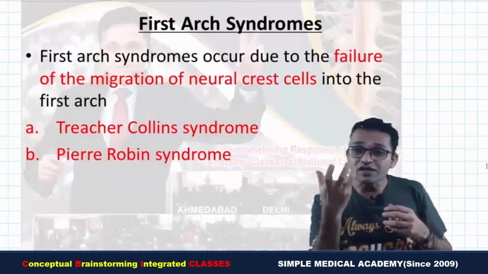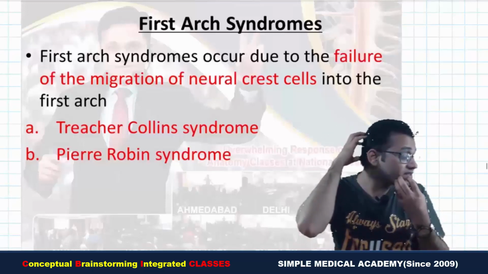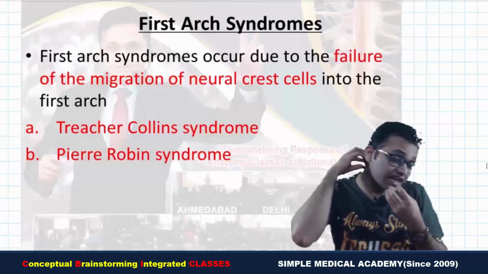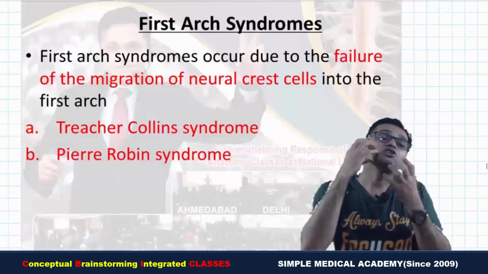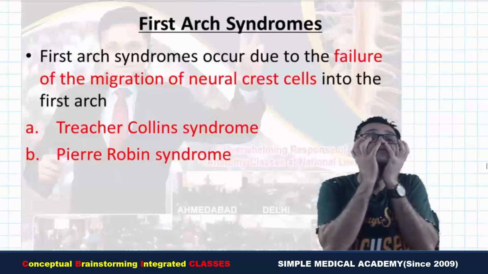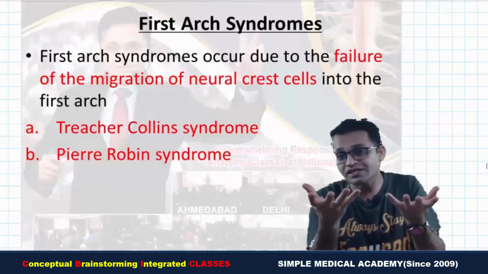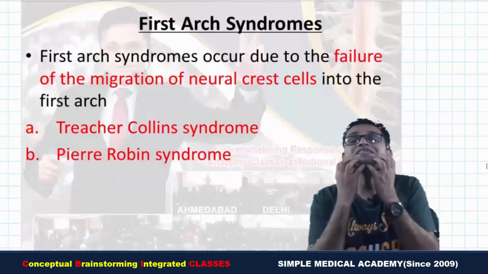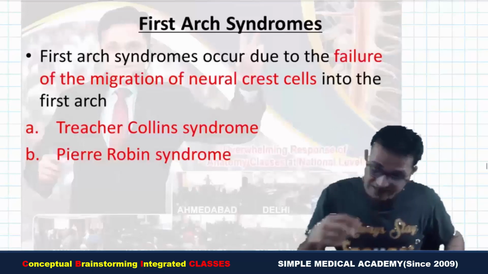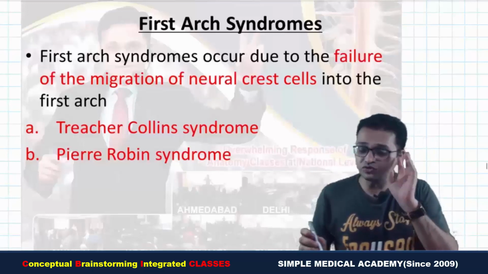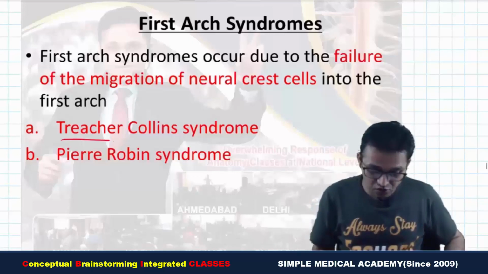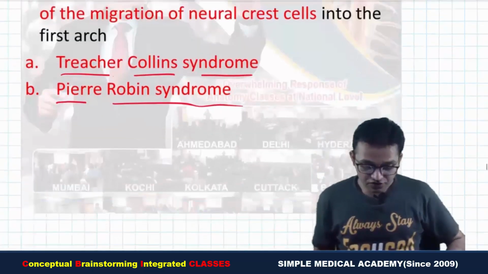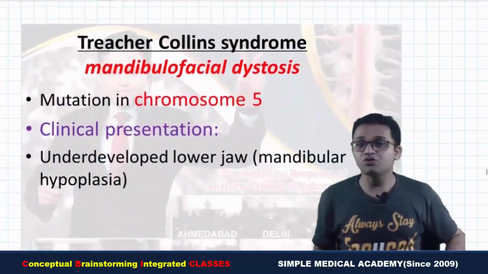Suppose the neural crest cells are unable to migrate from their origin site in the neural part to the pharyngeal apparatus. Then the structures developed by neural crest cells within the pharyngeal apparatus will not be created. So this patient will present with a small maxilla, small mandible, and so on. These are mainly of 2 types: Treacher Collins syndrome and Pierre-Robin syndrome. First of all, we are going to talk about Treacher Collins syndrome.